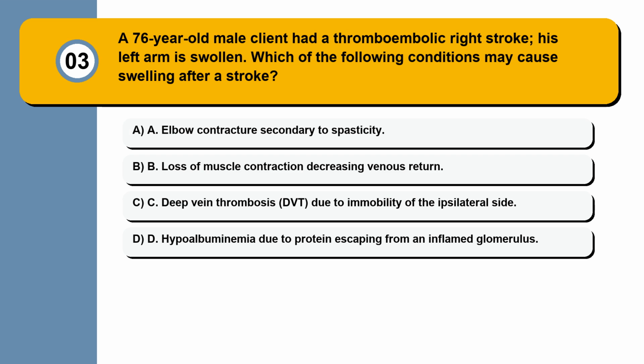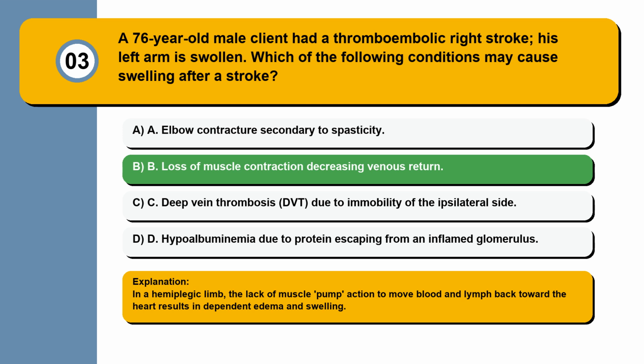Question 3. A 76-year-old male client had a thromboembolic right stroke. His left arm is swollen. Which of the following conditions may cause swelling after a stroke? A. Elbow contracture secondary to spasticity. B. Loss of muscle contraction decreasing venous return. C. Deep vein thrombosis, DVT, due to immobility of the ipsilateral side. D. Hypoalbuminemia due to protein escaping from an inflamed glomerulus.